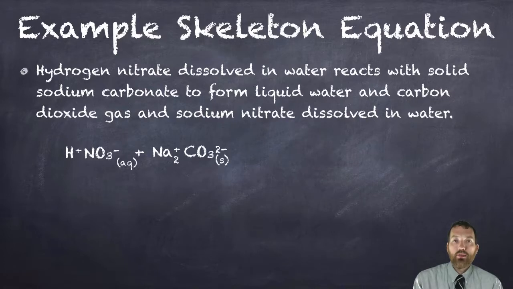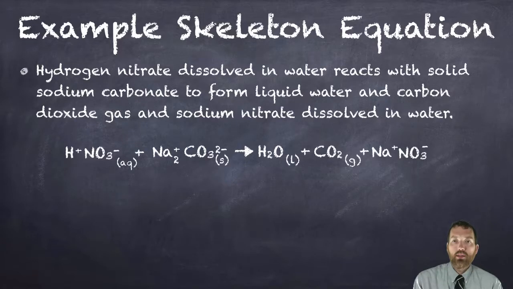And it's reacting to form, so that means we need an arrow. Liquid water, that's easy, H2O, the little L. And carbon dioxide gas, that's also easy, CO2 with a little G. And sodium nitrate dissolved in water. So sodium again is +1, nitrate is NO3 -1, those charges balance. It's dissolved in water, so I need a little AQ for aqueous. And there is our skeleton equation.